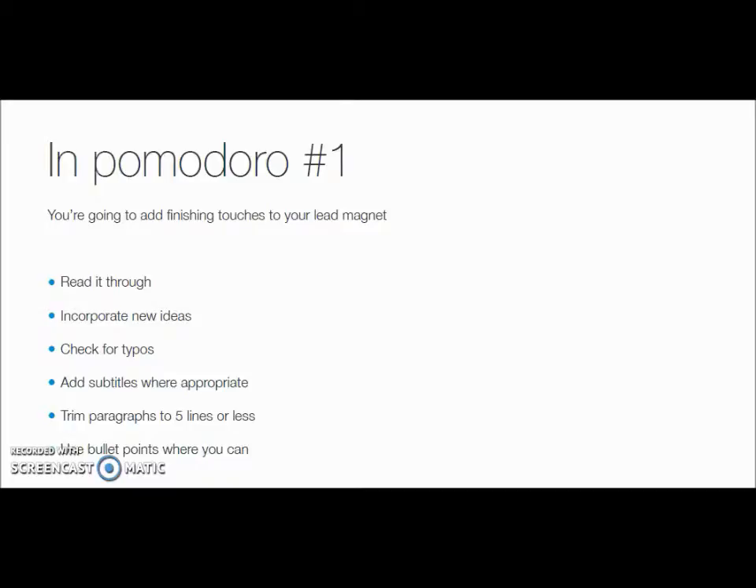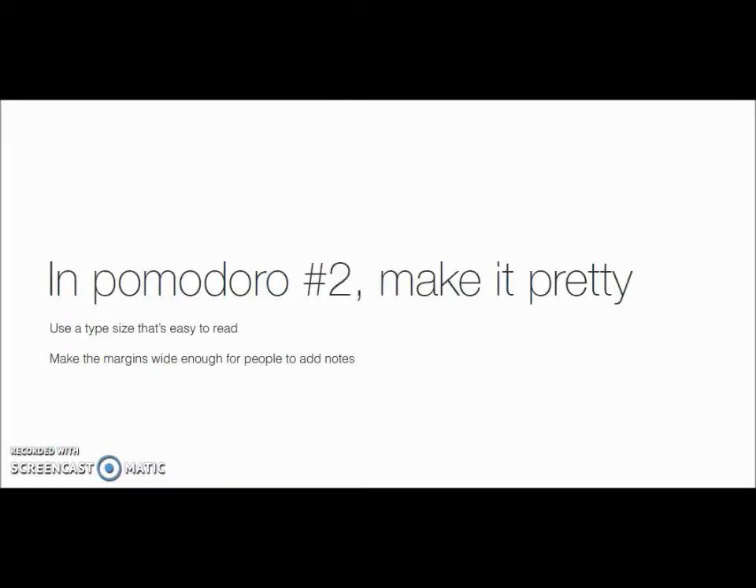So now, in Pomodoro 1, you're going to add finishing touches to your lead magnet. You're going to read through it. You're going to incorporate new ideas. You're going to check for typos, add subtitles where appropriate, and trim paragraphs to 5 lines or less. And please use bullet points where you can.